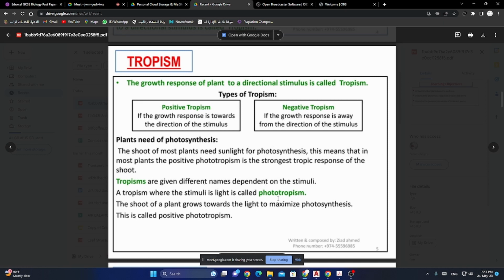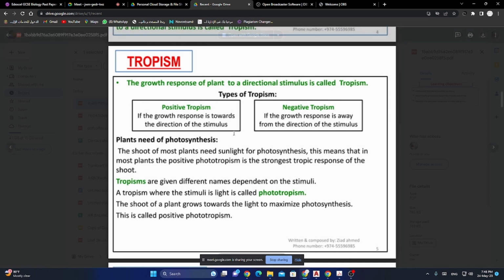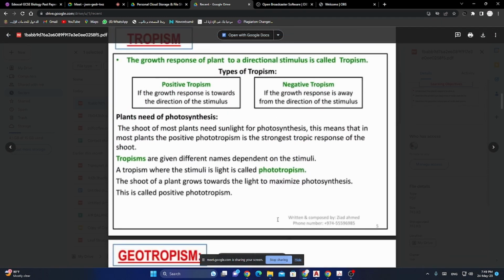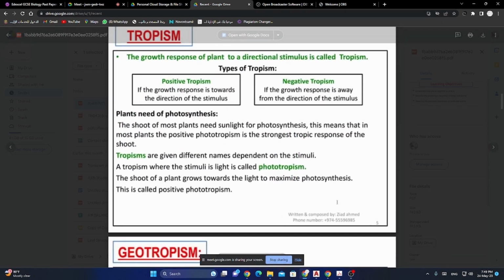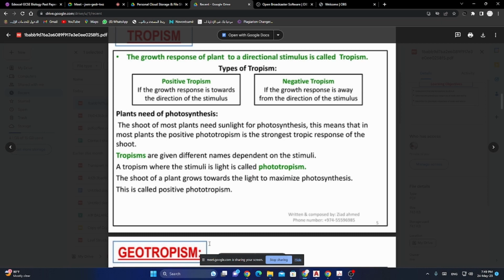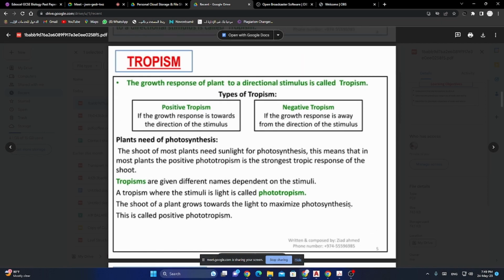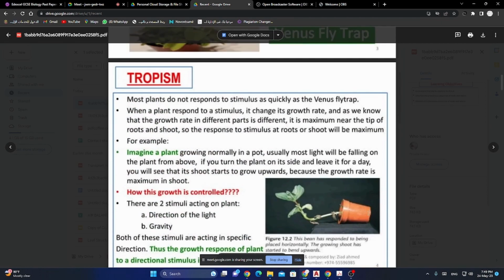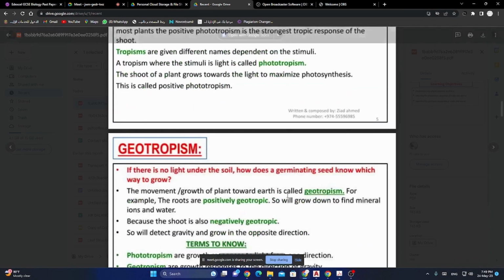Here they also wrote that tropism where the stimulus is light is called phototropism. So tropism related to light is called phototropism. Tropism related to gravity is called geotropism. Yeah, I think it's written here. This should be it for tropism.